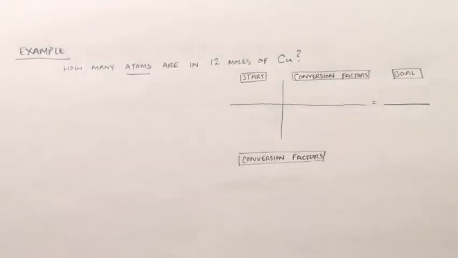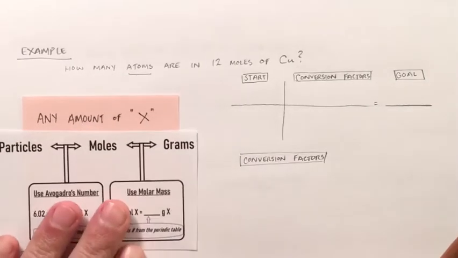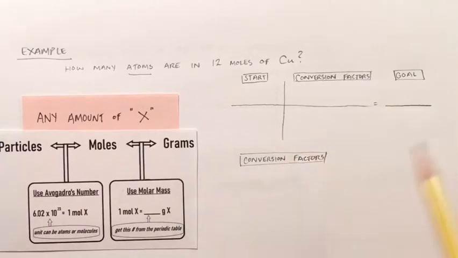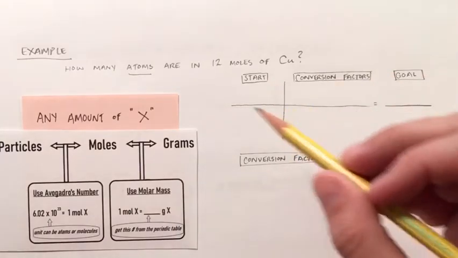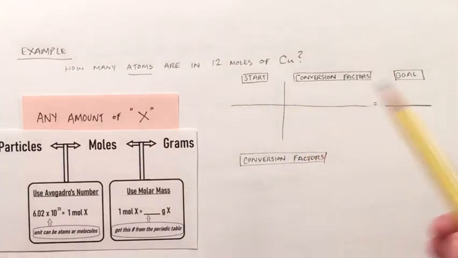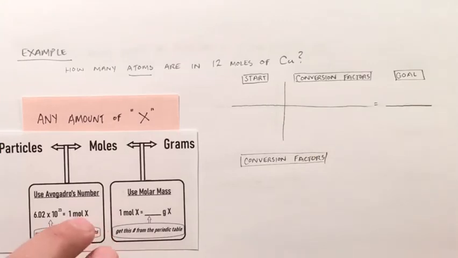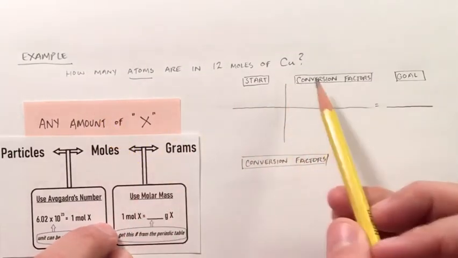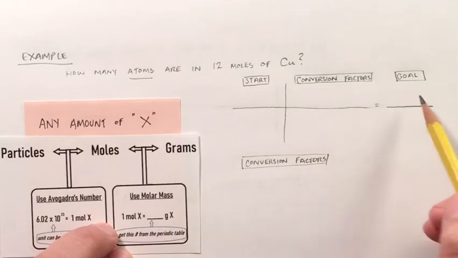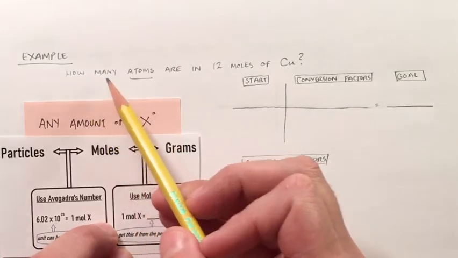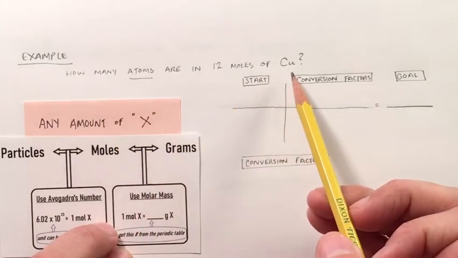First one I have, okay, our question is, how many atoms are in 12 moles of copper? So I'm going to use this flowchart to figure out what conversion factors to use. But first I need to start off my dimensional analysis chart. I have a blank one set up here already. So when we read our question, we always want to find out what our goal unit is first. How many atoms are in 12 moles of copper?